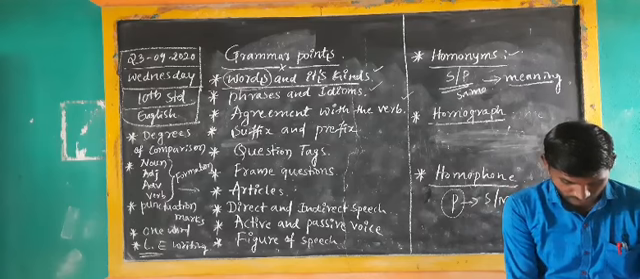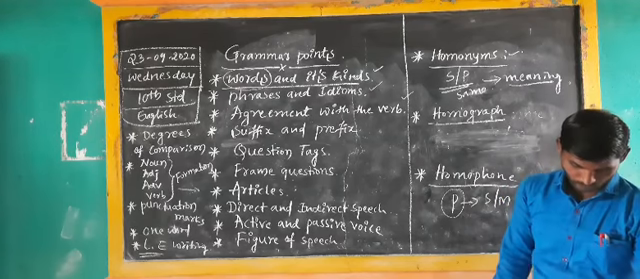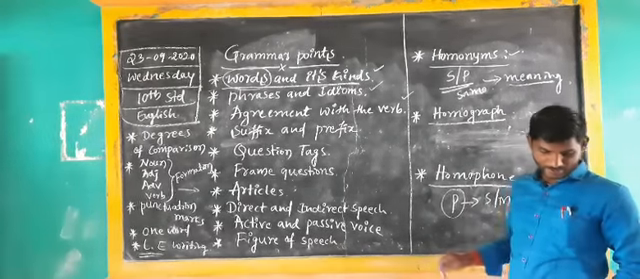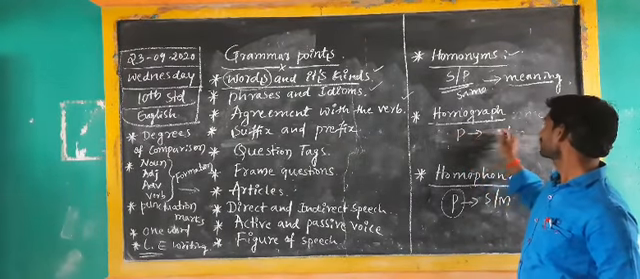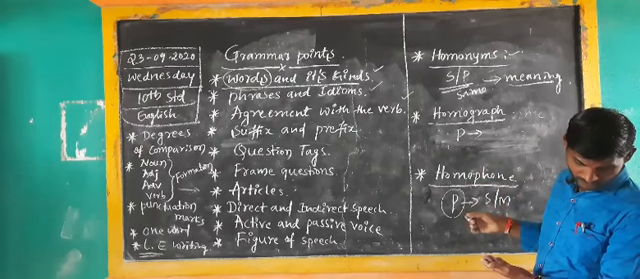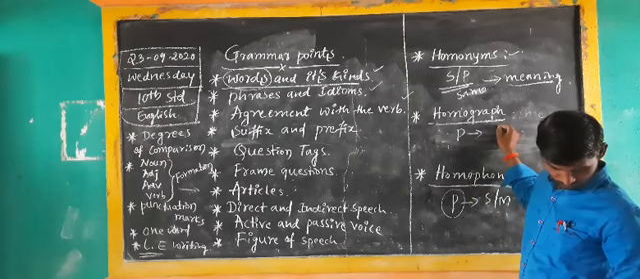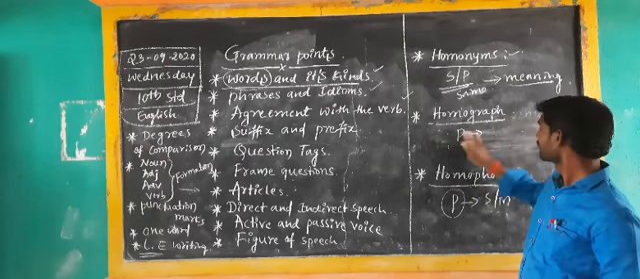The next or last one is homograph. Homograph means what? Spelling alike. Spelling same, but here what is different? Spellings are the same, but here what is the difference? Pronunciation and meaning. We can be totally confused in these three. What is the confusion here?